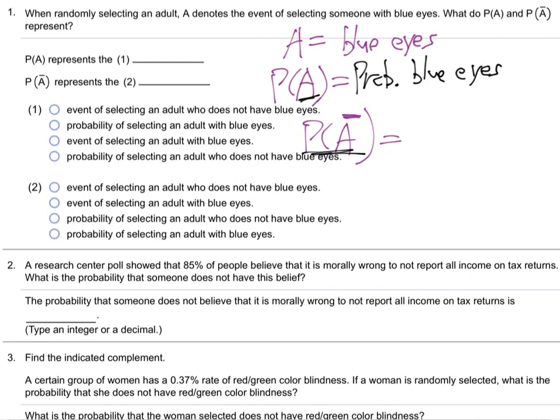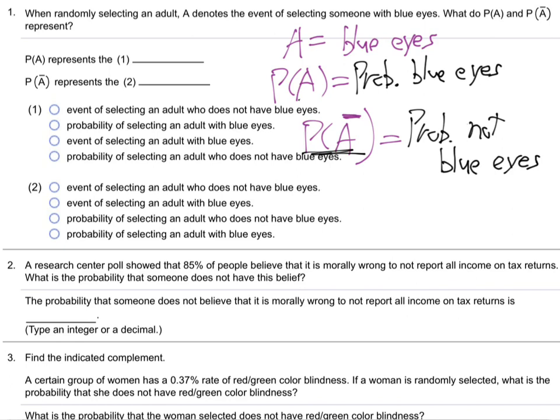And P of A bar is going to be the probability of somebody that does not have blue eyes. Is this making sense so far? The P just stands for probability, like the chance. We don't know what those are yet, but they're just getting us used to the language, the lingo. P of A is the probability of somebody with blue eyes, because they said up here, A denotes blue eyes. And A bar is not blue eyes, any other color than blue.